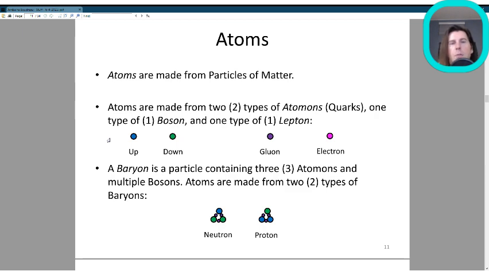What's really important for what we do next in the world of stuff is that a baryon is a particle containing 3 atomons and multiple bosons. Atoms are made from 2 types of baryons. The 2 baryons that make up most of the atoms in the real world are a neutron and a proton, made of 1 up atomon and 2 down atomons, and 2 up atomons and 1 down atomon.